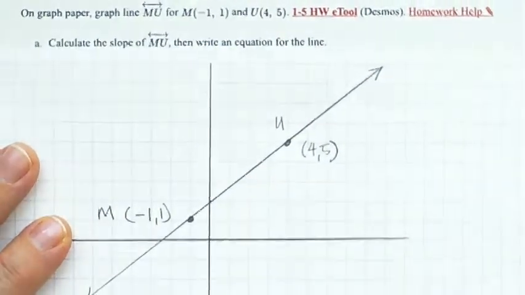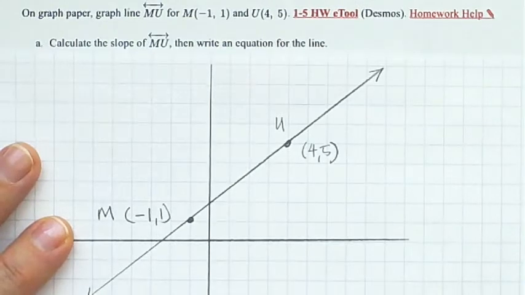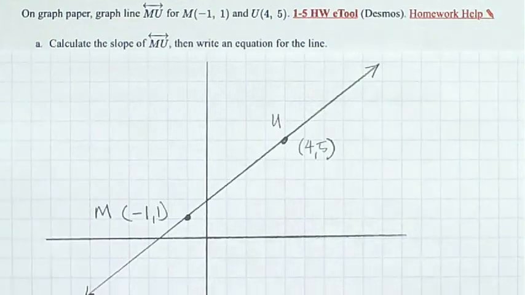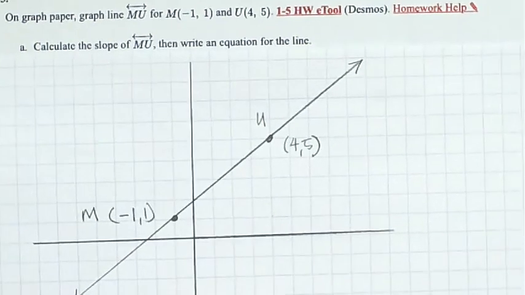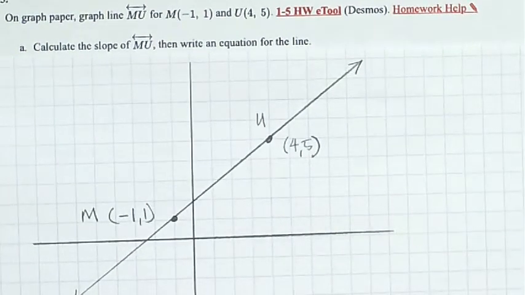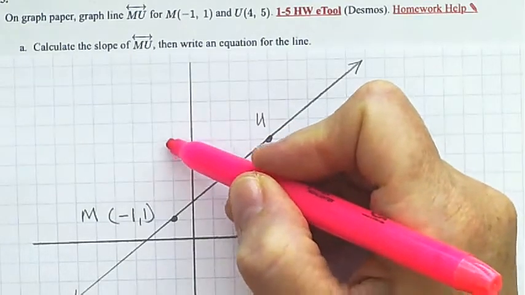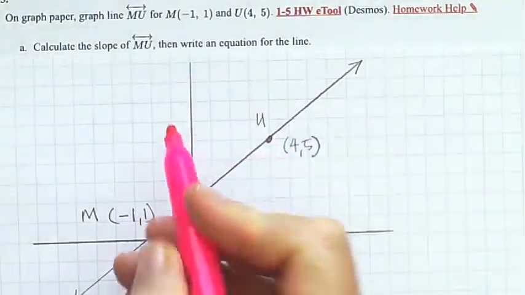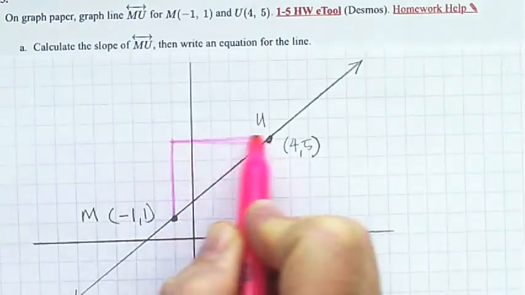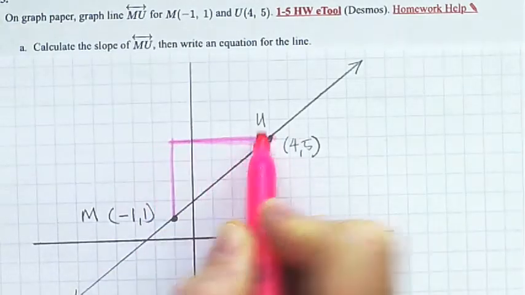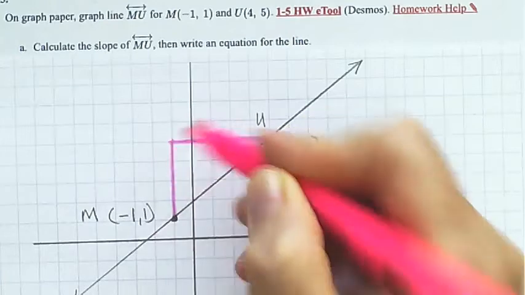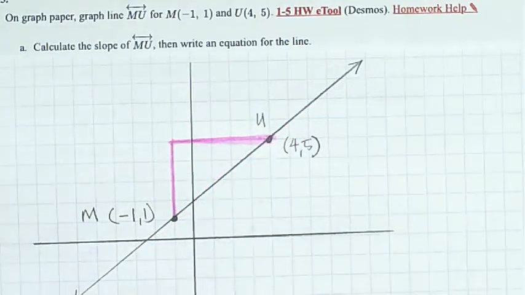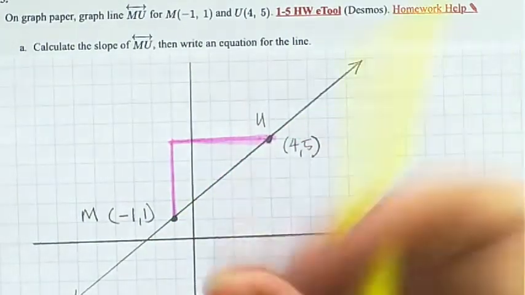Okay, so calculate the slope of MU. Do you remember how to calculate slope? Hopefully you are a pro at this, and if not, let's do a quick refresher. You can use a formula to find the slope, or you can just look at the rise over the run. If you draw a slope triangle connecting the vertical distance between those 2 points and the horizontal distance, there's your rise and your run.